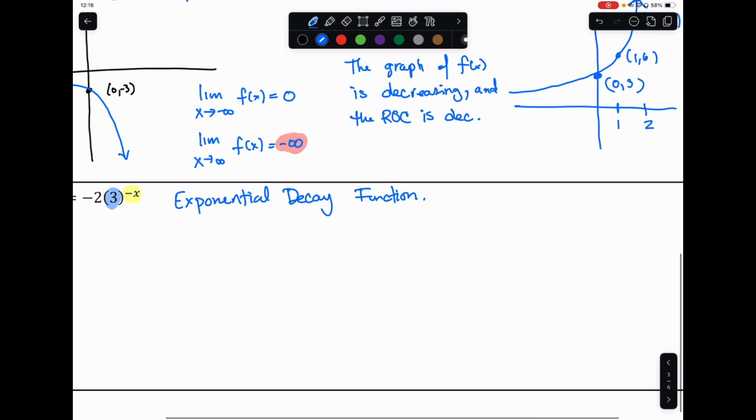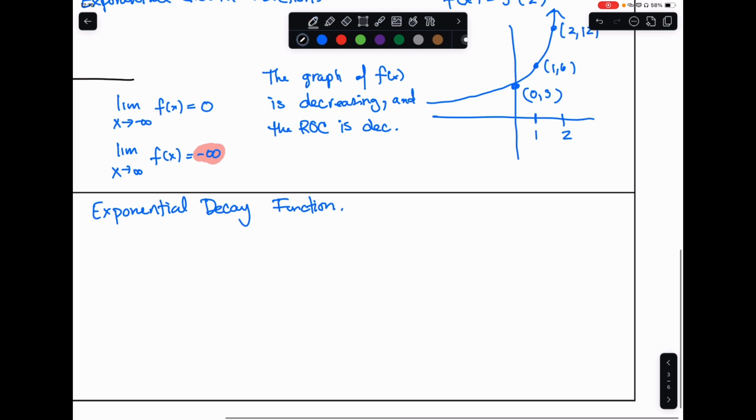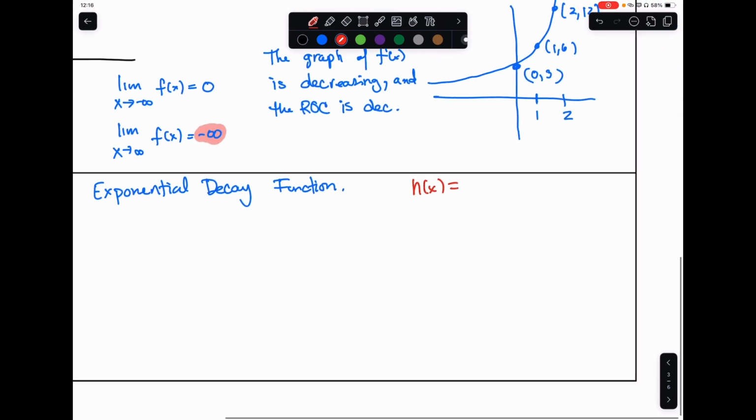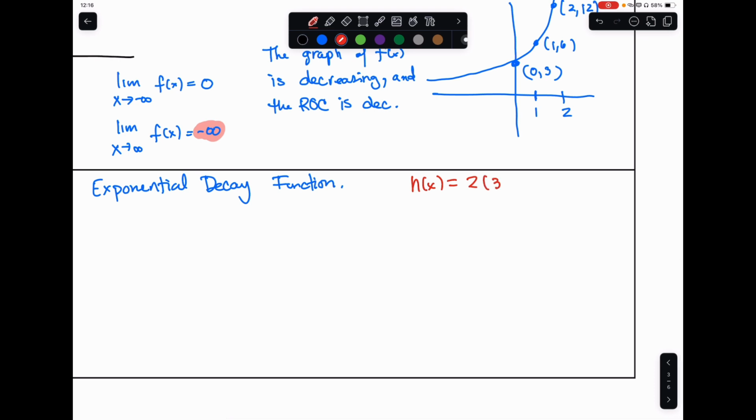Now, the only difference between this one and, let's graph it over here on the side, and let me do it in red this time, h of x is equal to positive 2 times 3 to the negative x power, is that this one would be above the x-axis. So with this number right here being a number bigger than 1 and this being a negative exponent, the graph will look like this. It goes downward, it's decaying.